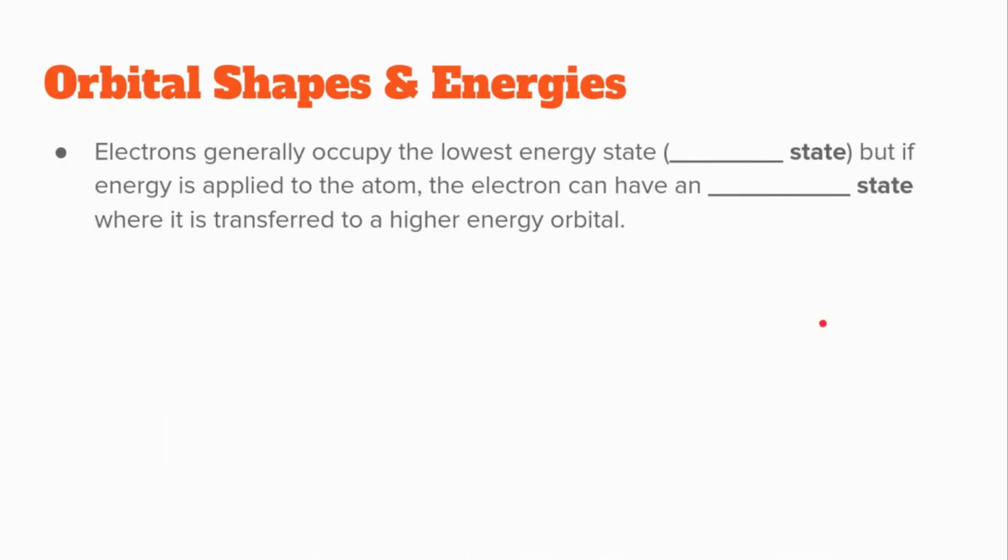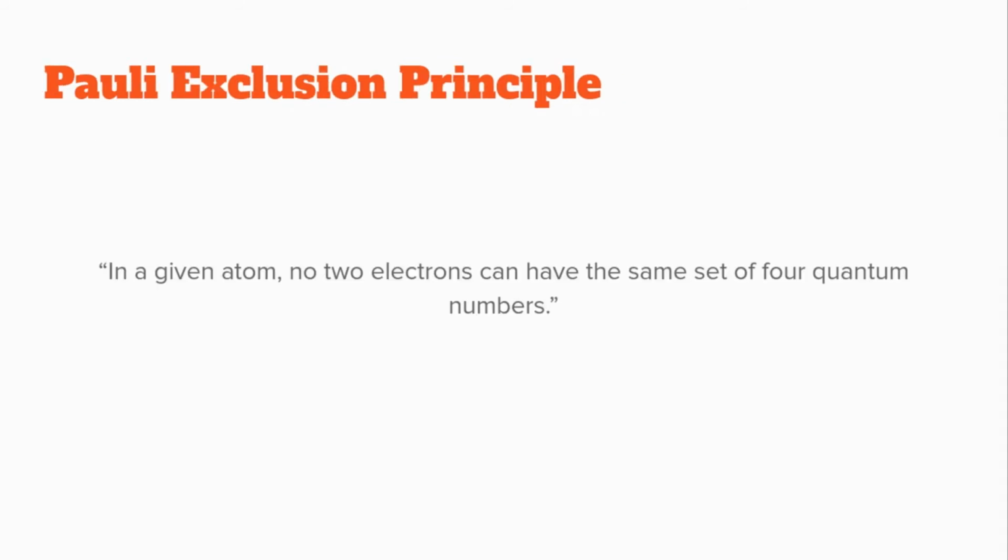All right, so with the electrons in these orbitals, in these quantum numbers, typically they will occupy the lowest possible energy state, which we call the ground state. But if we add energy to the atom through heat or electricity, then the electron moves to an excited state. That means it'll be in a higher energy orbital. That means it'll be further from the nucleus.